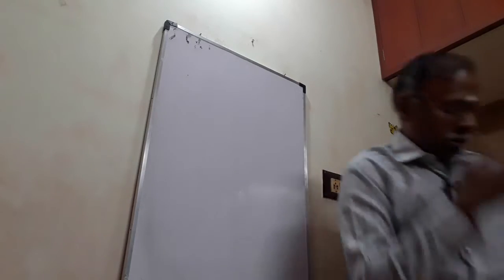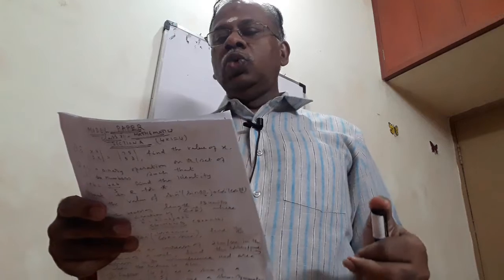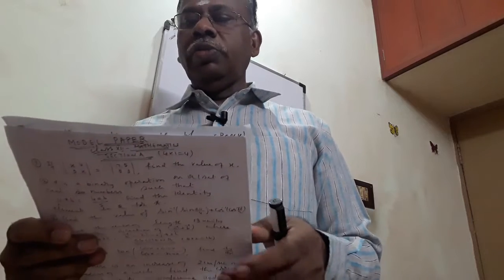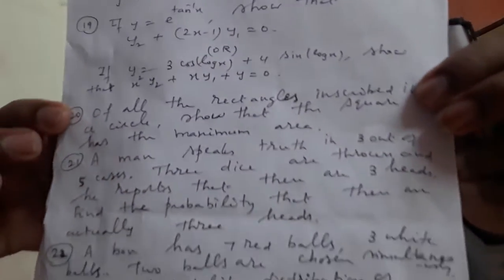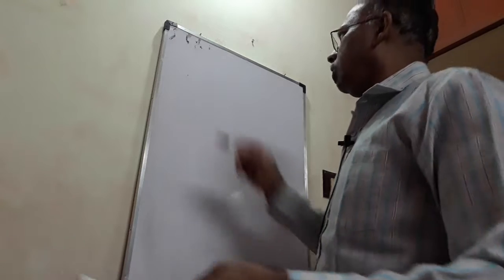Okay. If y is equal to e raised to tan inverse x, show that y2, meaning d square y by dx square, 1 plus x square into y2 plus 2x minus 1 into y1 is equal to 0. See question number 19. Read question number 19. Let me just do it, it's not difficult.